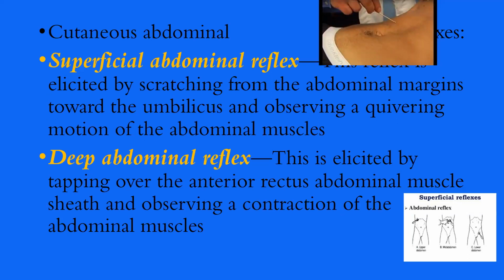The cutaneous abdominal reflexes, what are they? You have the scratching from the abdominal margins towards the umbilicus and observing a quivering motion of the abdominal muscles. The deep abdominal reflex is elicited by tapping over the anterior rectus abdominis muscle sheath and observing the response.